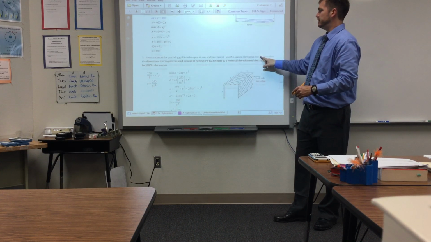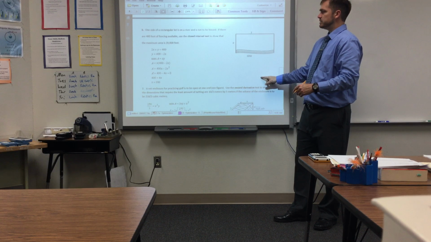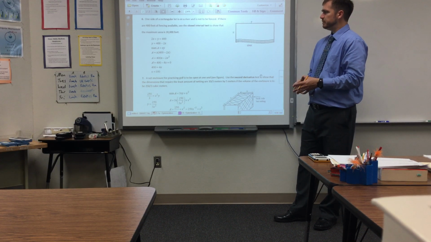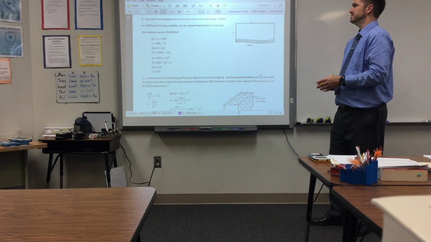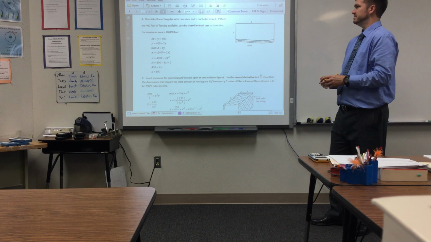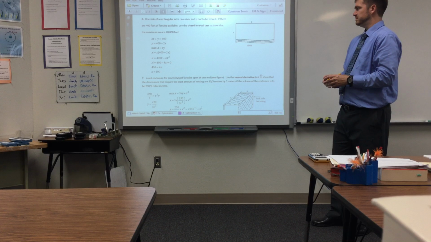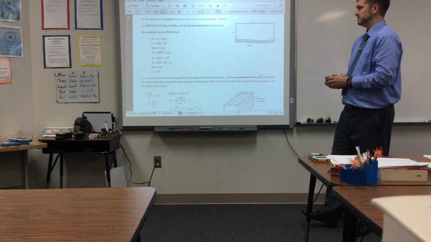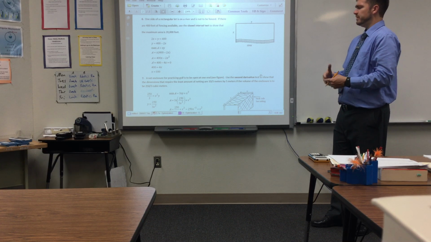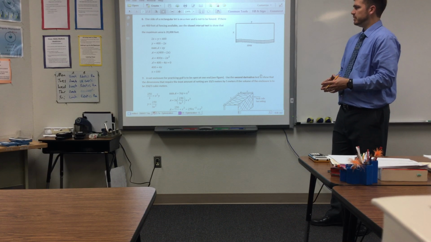All right, we can look back on that one. Let's see if we can figure this one out here. Rise will read number 6 to us. One side of a rectangular lot is on a river and is not to be fenced. If there are 400 feet of fencing available, use the closed interval test to show that the maximum area is 20,000 feet. Okay. So very similar to the pig pen problem.